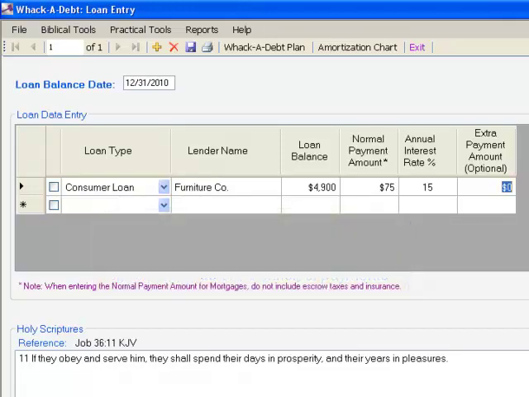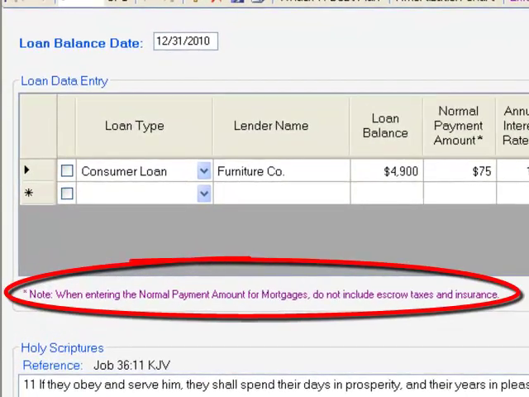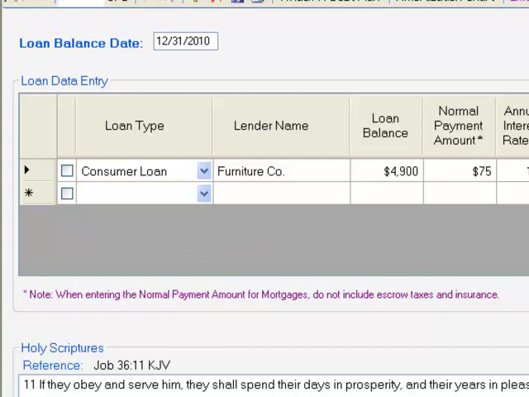One note of caution when entering loan information for mortgages. If the monthly payment amount to your mortgage company includes escrow payments for taxes and insurance, don't include these. Instead, enter only your normal payment amount. You can find out what your loan payment is by checking your mortgage documents or by contacting your mortgage company. Okay, let's continue on with entering the information from the remaining loans.